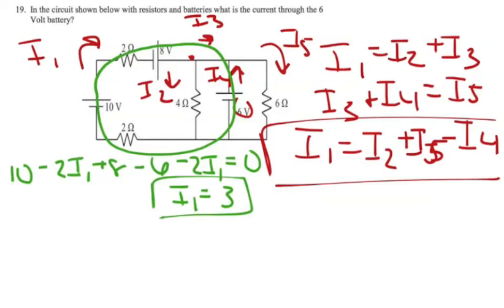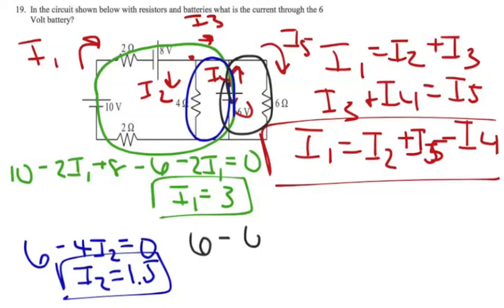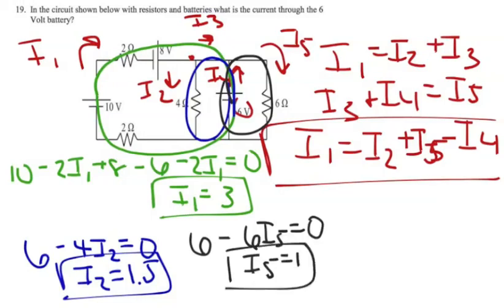Next, let's go around this loop. We're going to go up through the 6 volts and around. So we have 6 minus 4 I2 equals 0, and I2 equals 1.5. Lastly, we're going to go again up through this 6 volt, and say that 6 minus 6 I5 equals 0, and I5 equals 1. Now we have enough to plug back into this equation and solve that I4 equals negative 0.5.